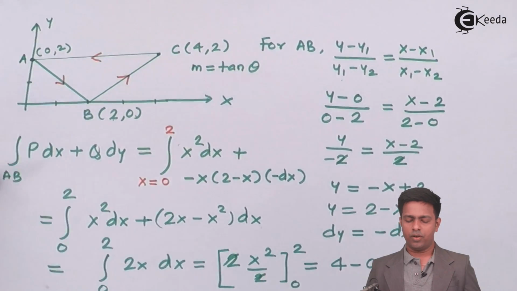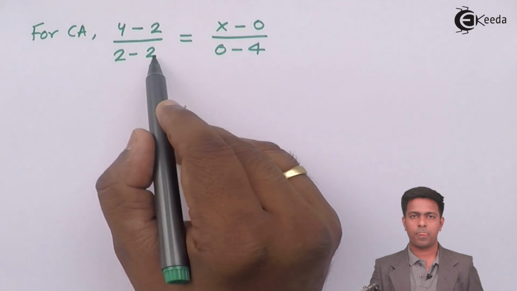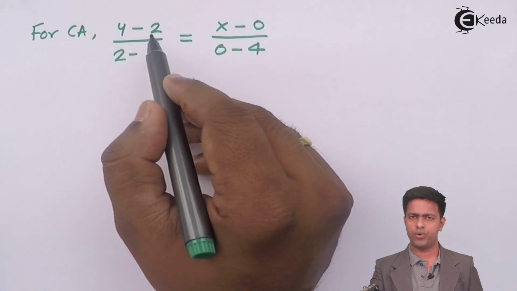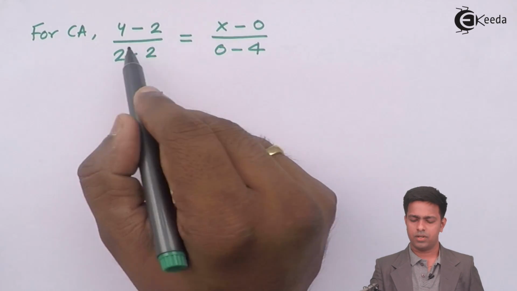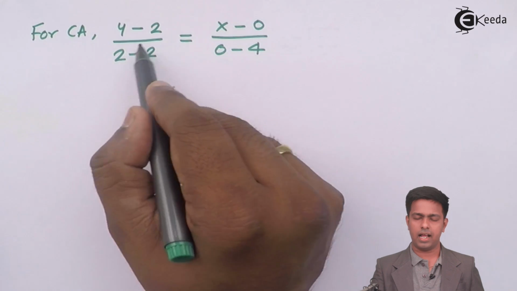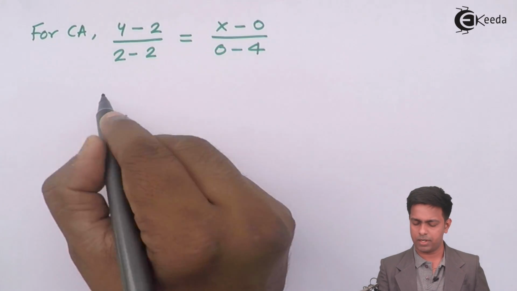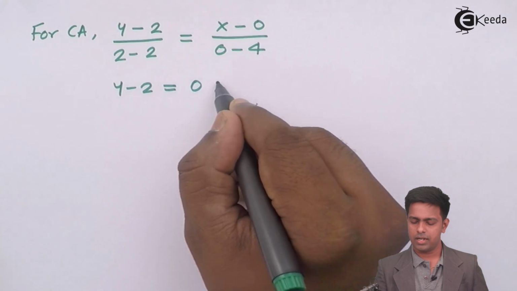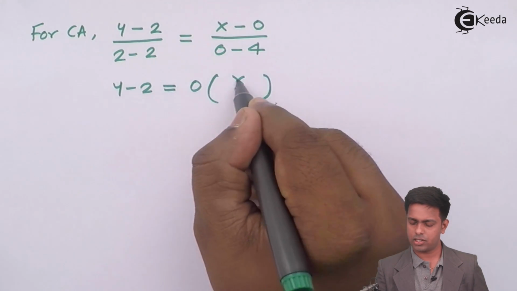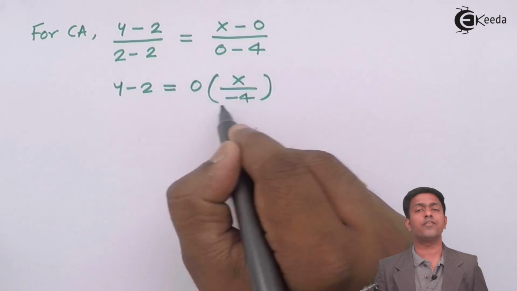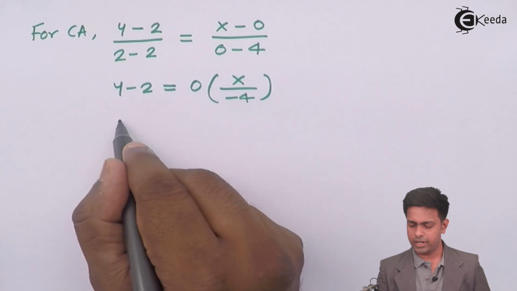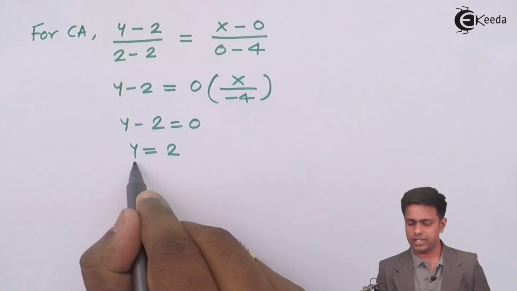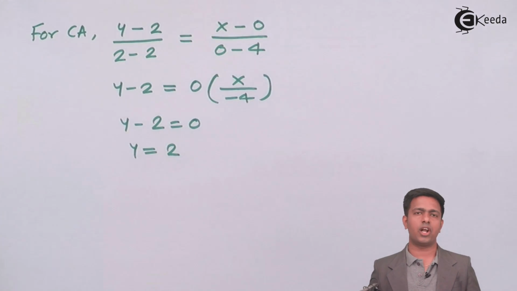So here we are getting 2 minus 2, that is 0, and if I divide here itself, then I'll get infinity. But since the slope is 0, I'll shift this term over here, so that will become y minus 2 equal to 2 minus 2, that is 0, which will multiply this term, x upon negative 4, so this whole term will become 0. Therefore we get y minus 2 equal to 0, and that is y equal to 2. So this is the equation along CA.